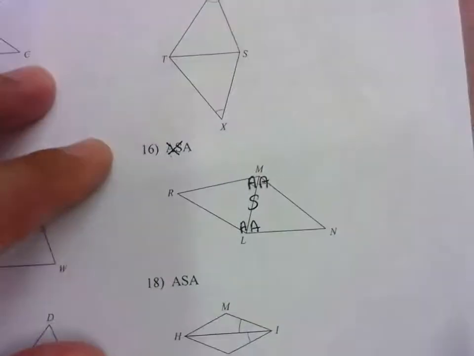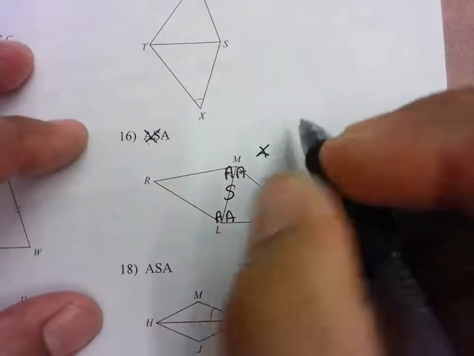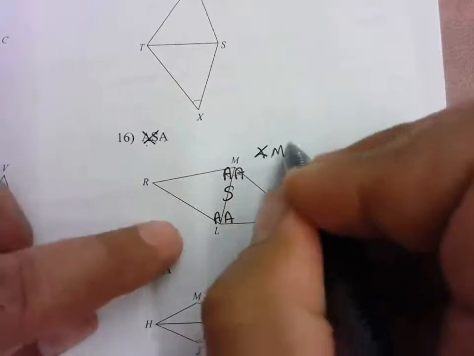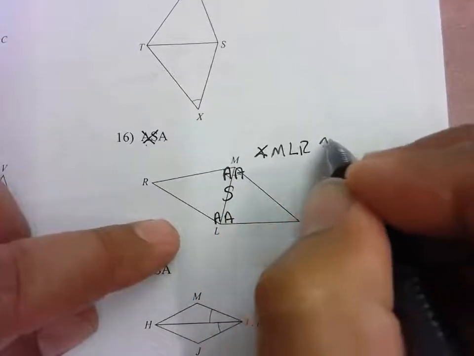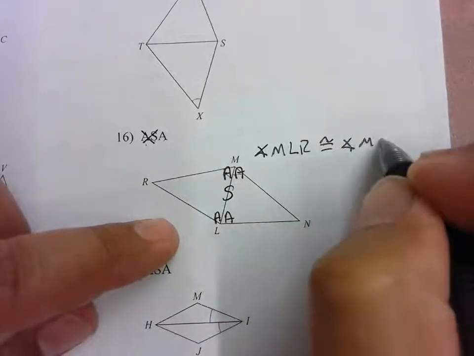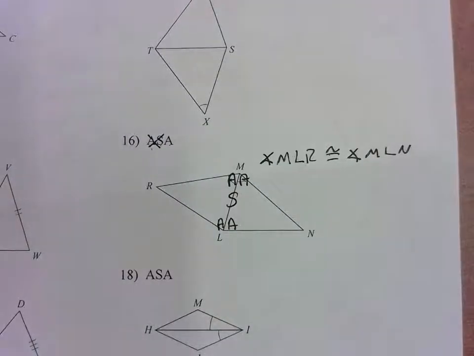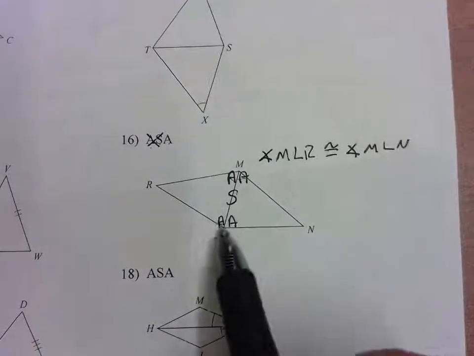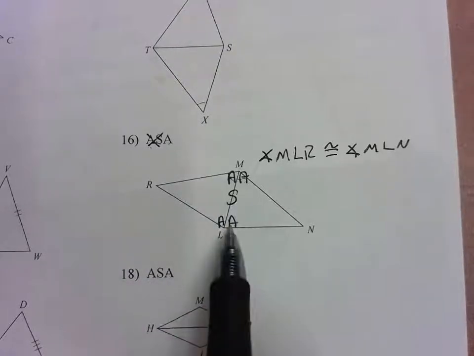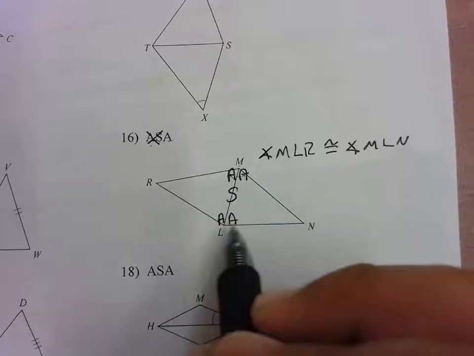This time you're going to have to label it using 3 letters. You can't say angle L congruent to angle L. You need angle MLR is congruent to angle MLN. MLR is this side. You need it congruent to MLN, that side. You can't just say angle L. Angle L is the whole thing.